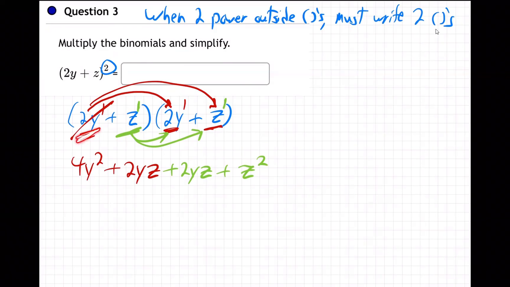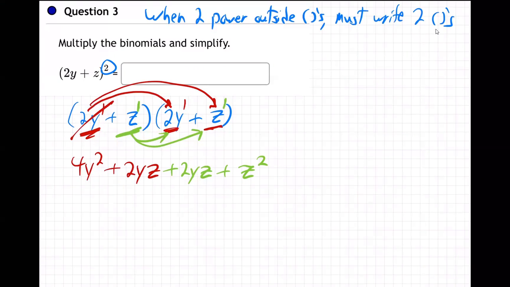So we took the first one. So again, when you have a 2 power outside of parentheses, you've got to write 2 parentheses. And then you've got to take the 2y and it goes to both. Out front numbers multiply, powers add. 4y squared, right? 2y times 2y is 2 times 2 is 4, and the 1 and 1 powers add, 4y squared. And 2y times z is 2yz. And then he's done. And then the z goes to both. z times 2y is 2yz. And z times z is z squared because the invisible 1 powers add.